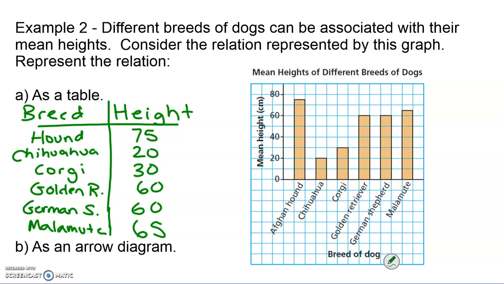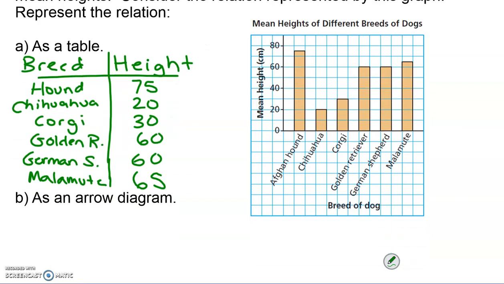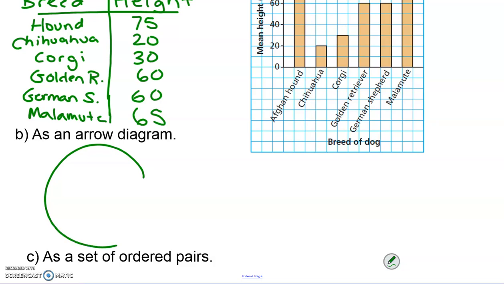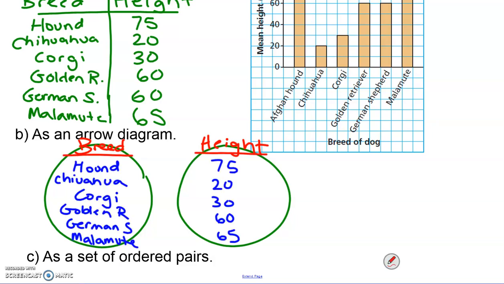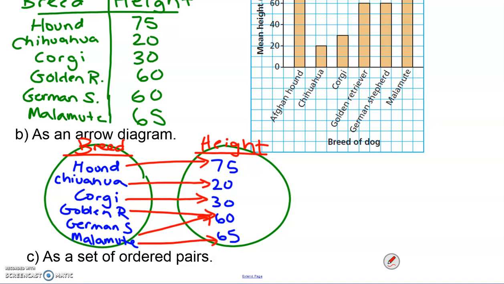Now we're going to try the same set of data, but write it as an arrow diagram. So remember, in an arrow diagram, you do your two circles, and we're going to put the breed in the one and the height in the other. So we'll write that out. So again, pause the video here if you need to catch up. But finally, we'll just put our arrows. So the hound is 75, the Chihuahua is 20, the Corgi is 30, the Golden Retriever is 60, the German Shepherd is also 60, and the Malamute is 65. So just write your arrows to represent the relationship.